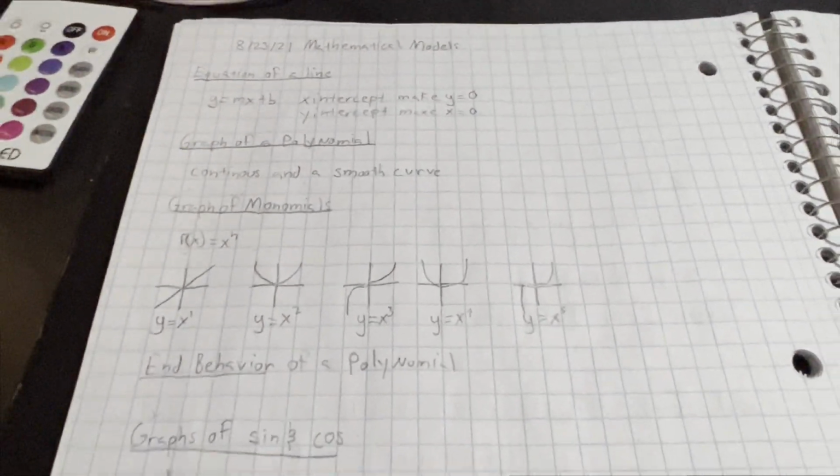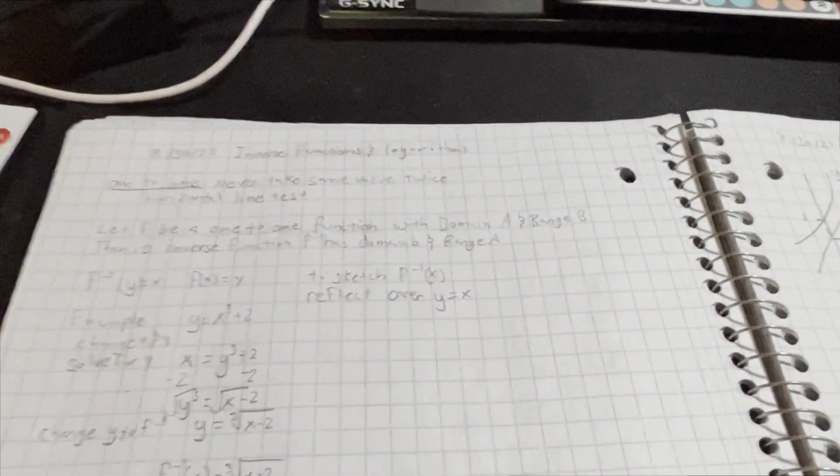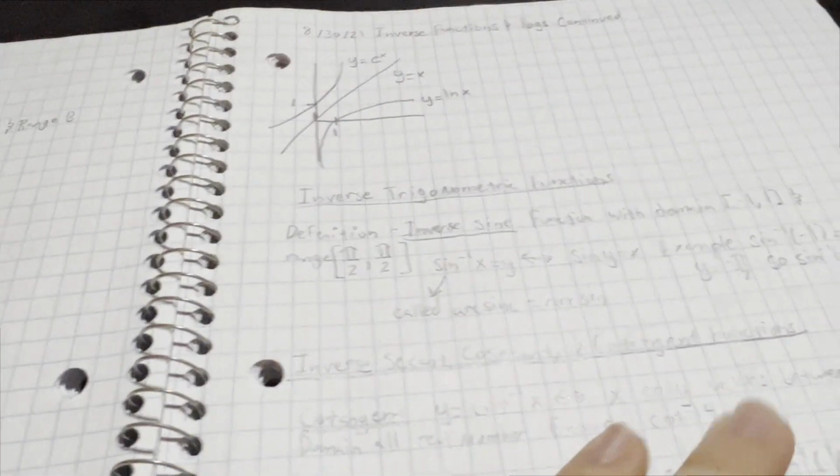Mathematical models. I'm just drawing graphs. More mathematical models continued. The formation of functions. Don't remember what that was about. Exponential functions. Sounds like more algebra. What does it say? Inverse functions and logarithms. We already learned about that.